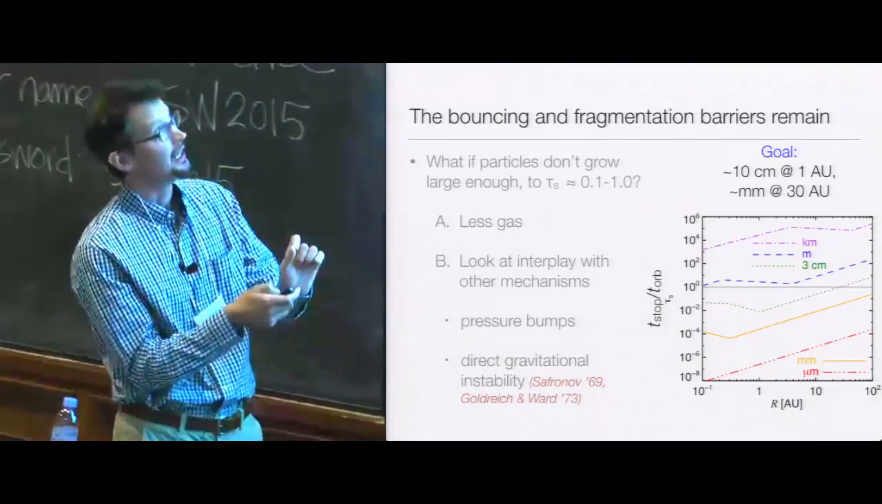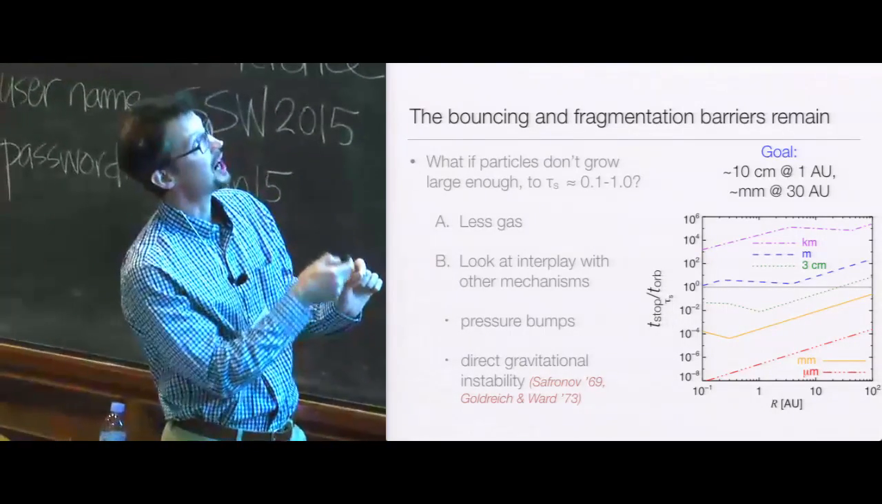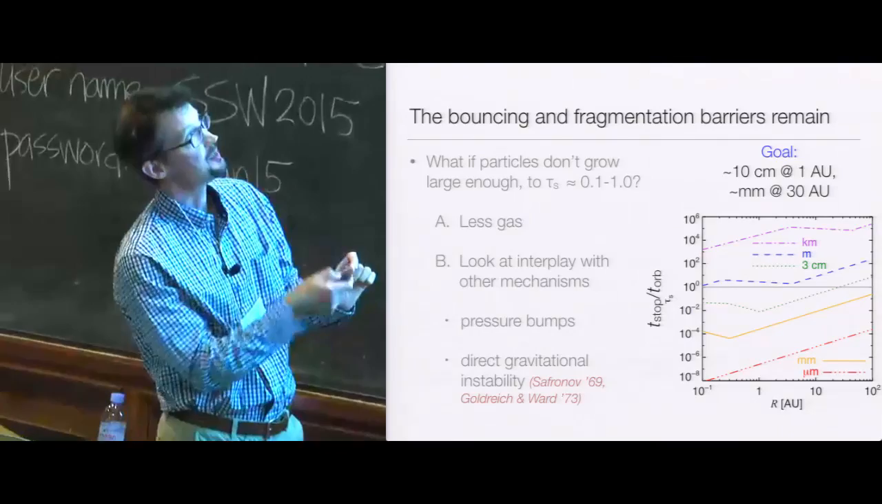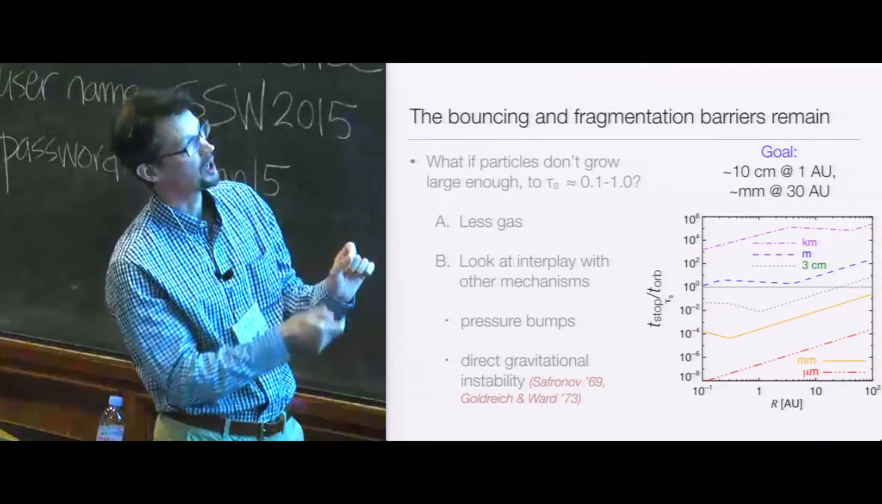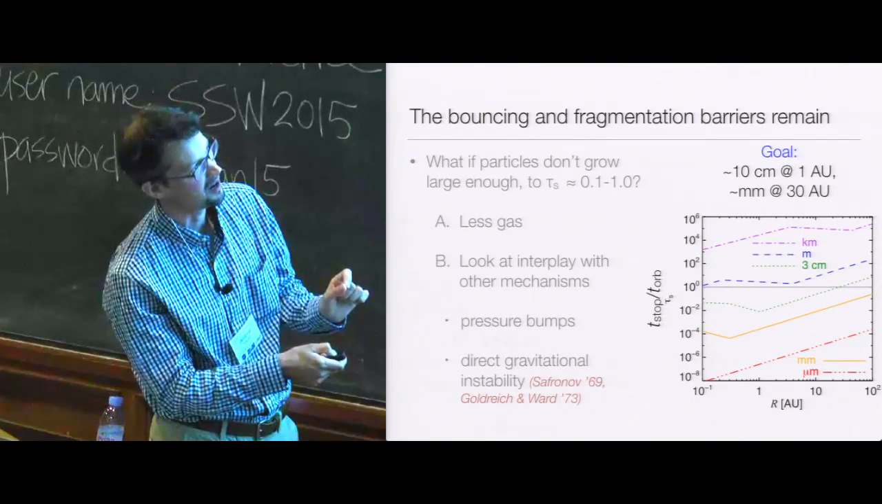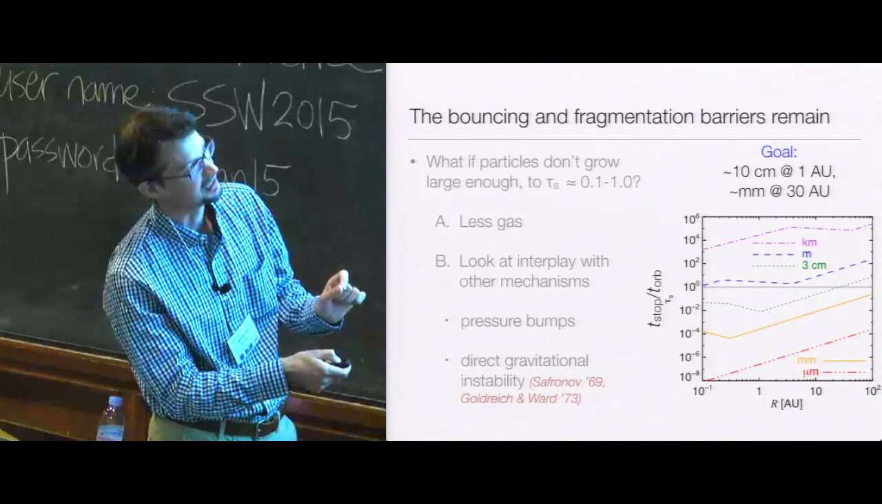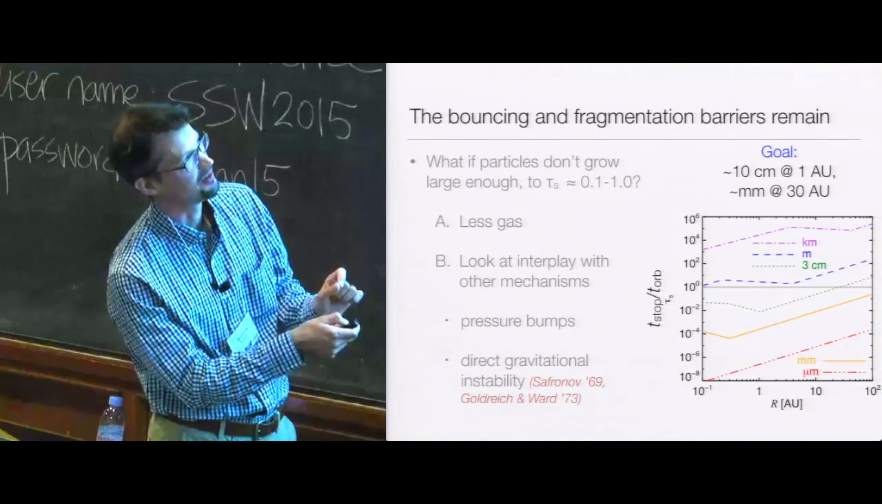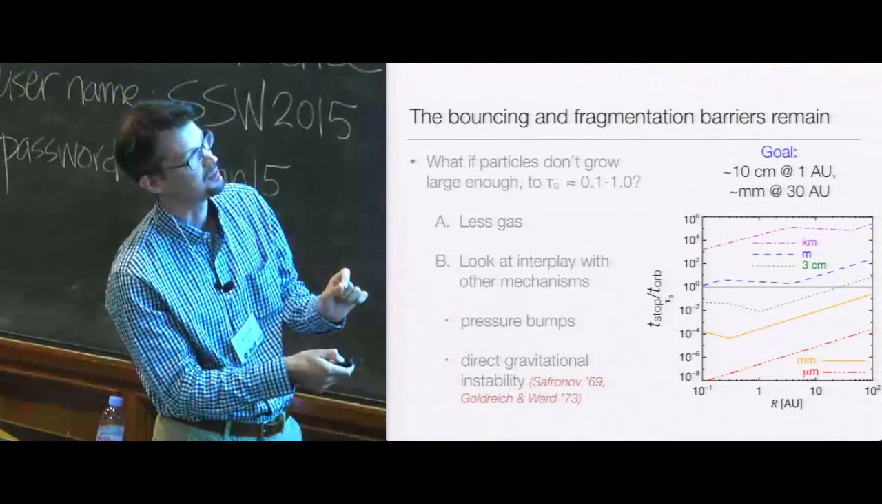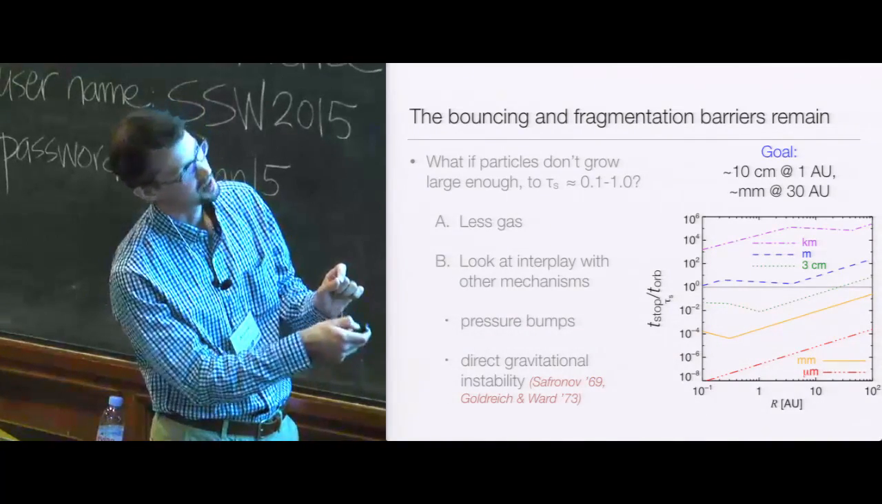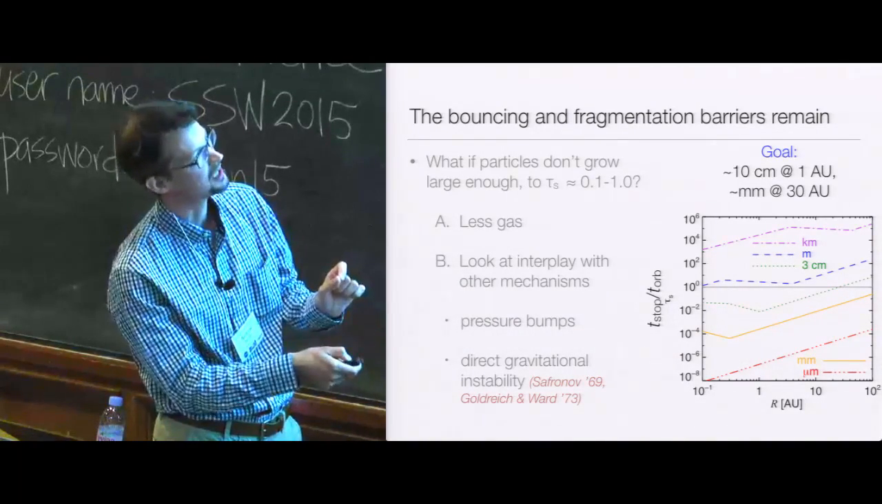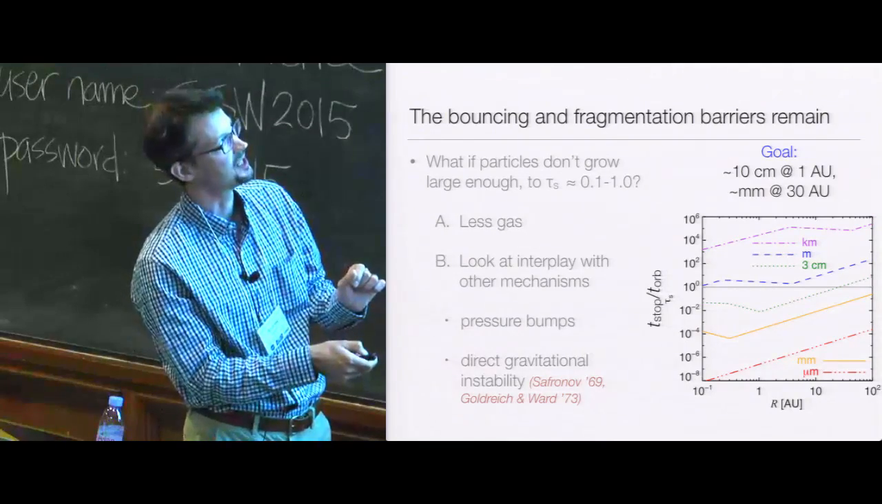So the key issue then is that we still have this problem of these bouncing and fragmentation barriers, right? We want to grow to these sizes of tau_s of roughly 0.1 at least, but that's still sort of 10-ish centimeters maybe at 1 AU. And okay, maybe in the outer solar system you don't have a problem, but in the inner solar system you do have a bit of an issue.